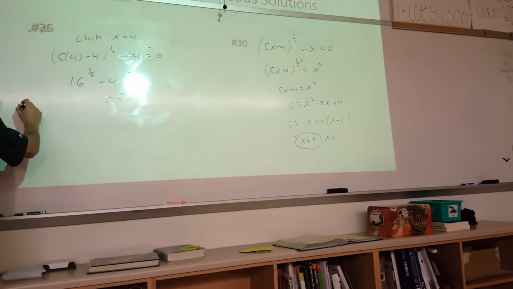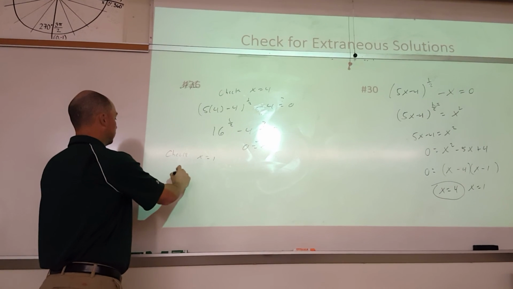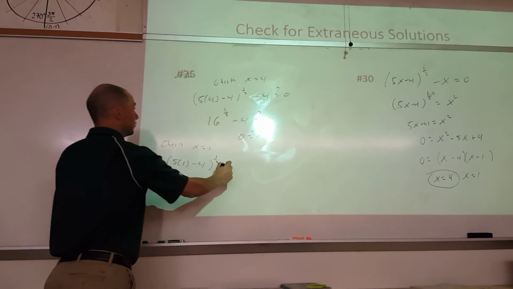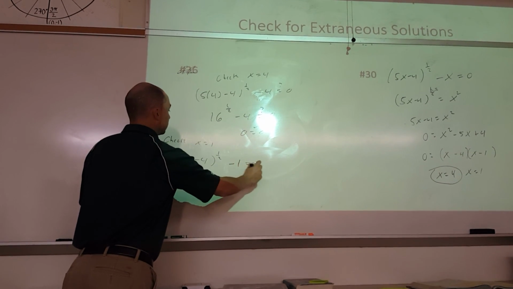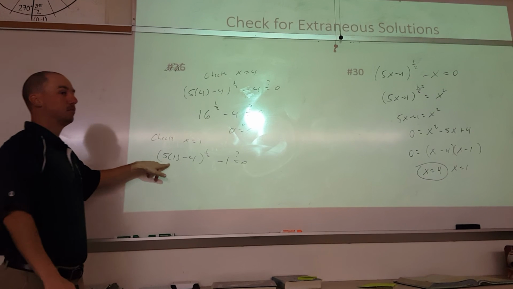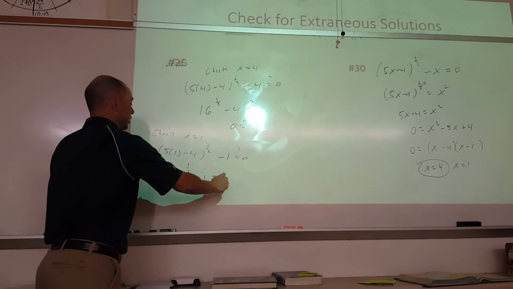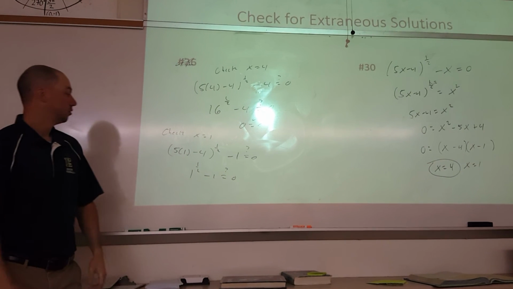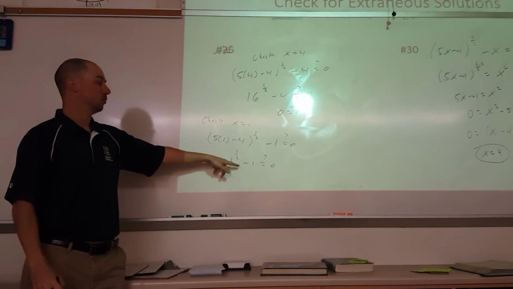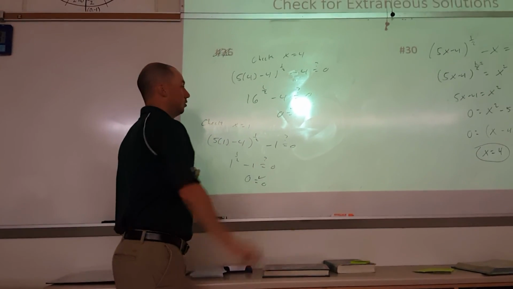And let's check when x equals 1. Minus 4 is 1, so it's 1 to the 1/2 power minus 1. Does that equal 0? The square root of 1 is 1. Minus 1 is 0. So equals 0. So they both work.